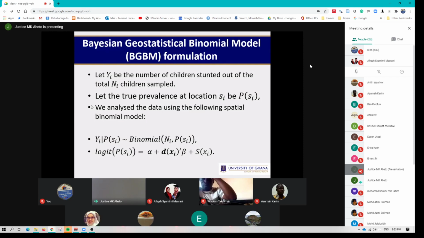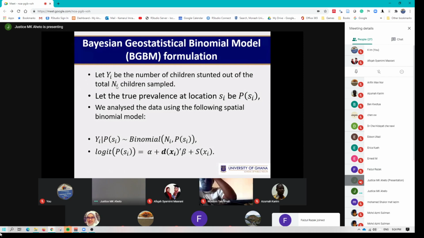So basically what I'm doing is that I will take one geographical location, that is a cluster. Then the next question I'll ask is how many people are sampled from this cluster? That number of people who are sampled from the cluster will be represented by N_i, the bigger N_i. That's the number of people who were sampled from a given cluster.